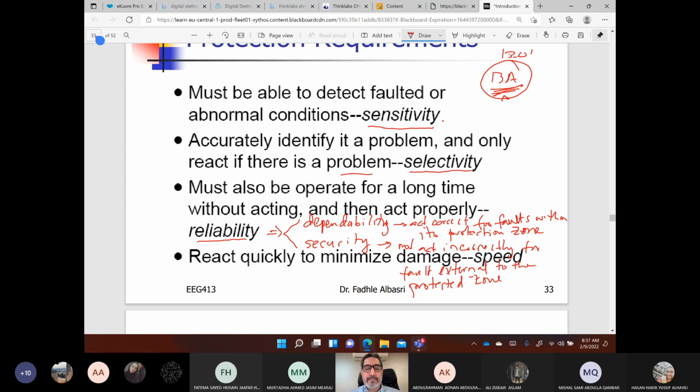Reliability is measured based on how many maloperations, meaning how many incorrect operations, whether a fault internal or external, that the relay failed either to detect or it detected something and tripped incorrectly. So that is related to reliability. And a fourth quality, we want to have speed.